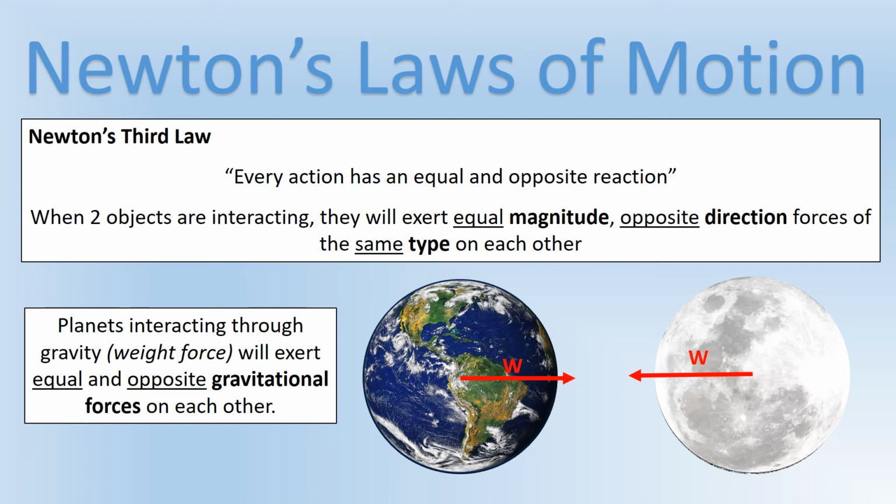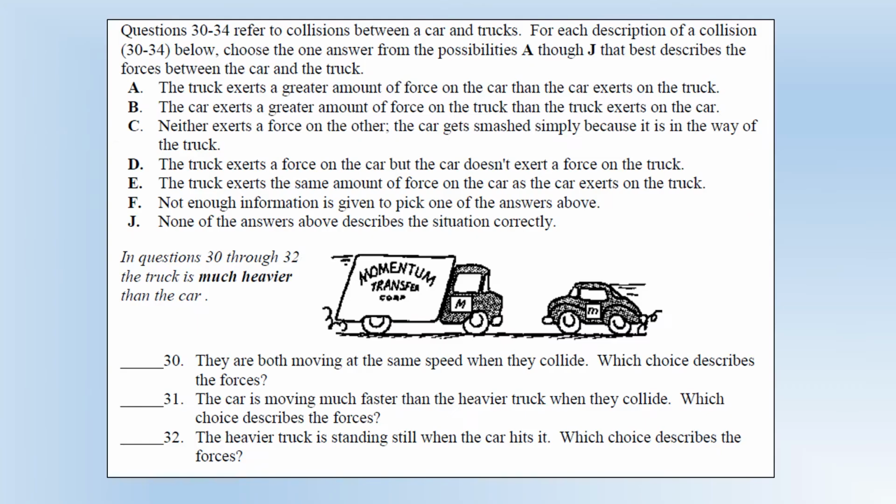So the example I've given you is with gravity. So we have the Earth and the Moon, not to scale. And they would be interacting through gravity, which we usually call the weight force in mechanics. So the weight forces will be equal, they'll be in the opposite direction, they'll have the same line of action, as you can see there, but they'll both be gravitational type forces. So that's what we mean by a Newton's third law pair. So let's put that to use.